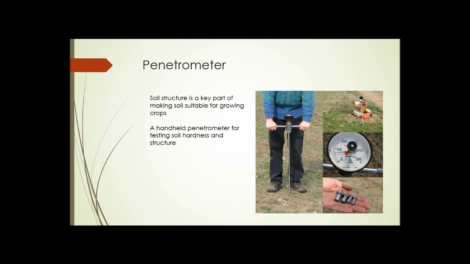Here we see a device called a penetrometer, which tests for soil structure. It tests for hardness or compactedness of the soil and how easy the soil will be for plants to grow through. This is optional. It's a nice thing to know, but usually we can find out a lot of what we need to know about the soil by trying to dig in it. And if it's difficult to dig through, then we probably need some soil amendments.